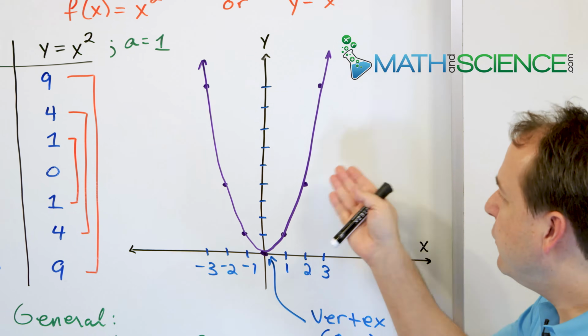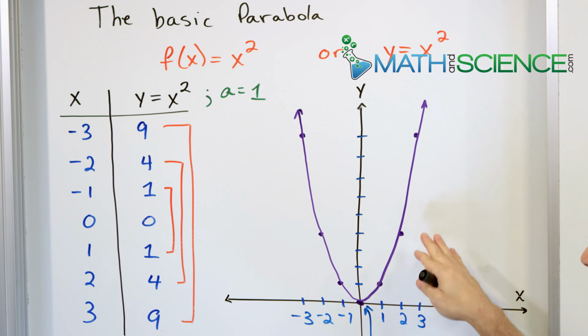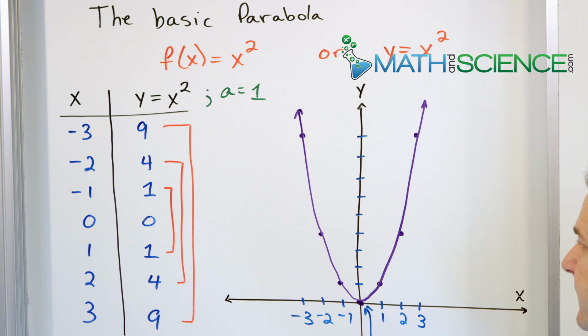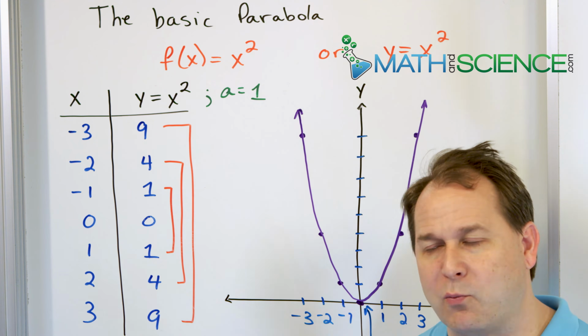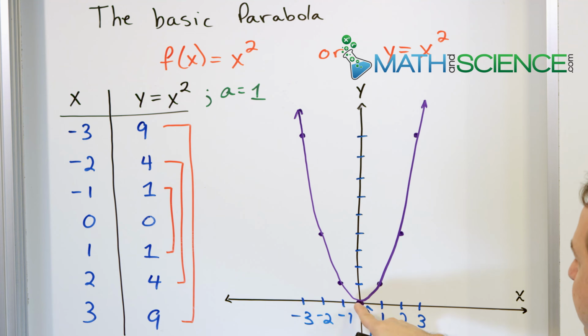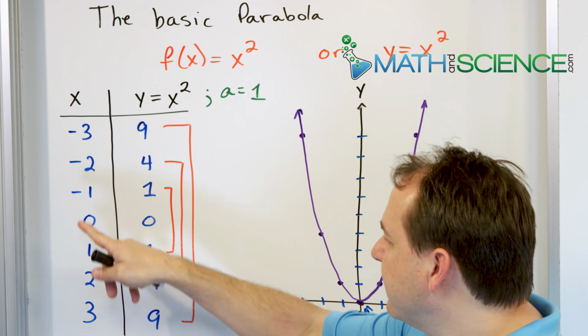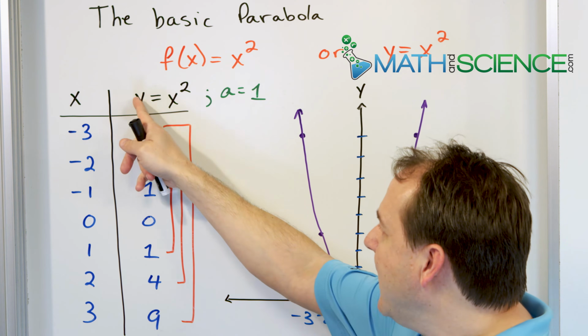So to get started, I want you to reacquaint yourself with what I've left on the board the last several lessons, because it's the basic shape of a parabola. So we have the basic parabola shape. Vertex is at the origin. This is a table of values for this parabola. y is equal to x squared.